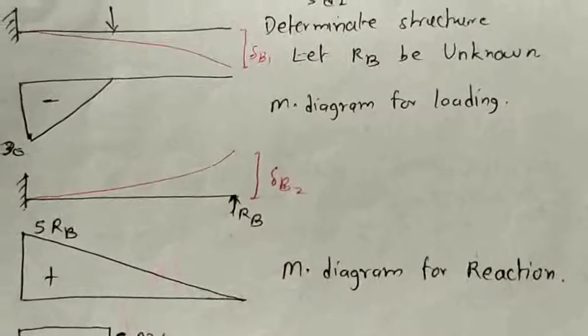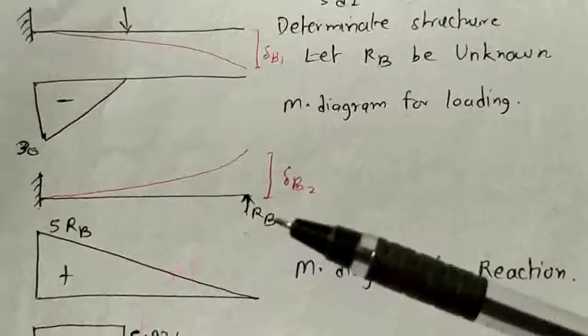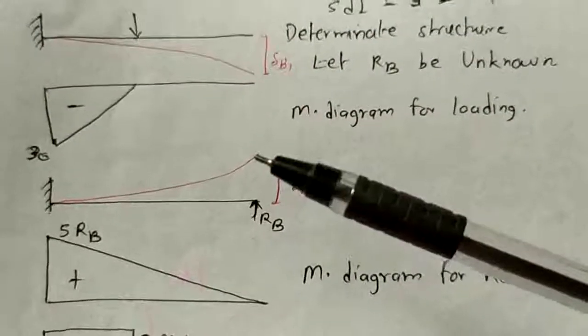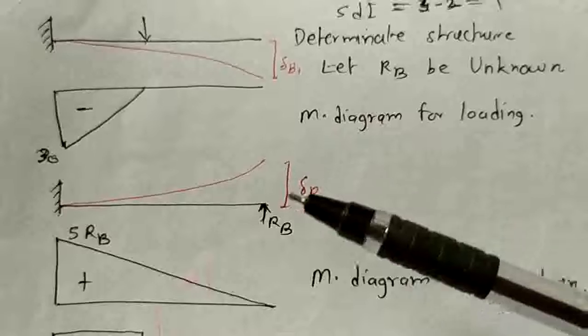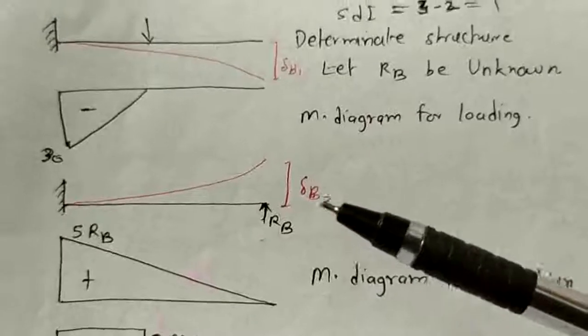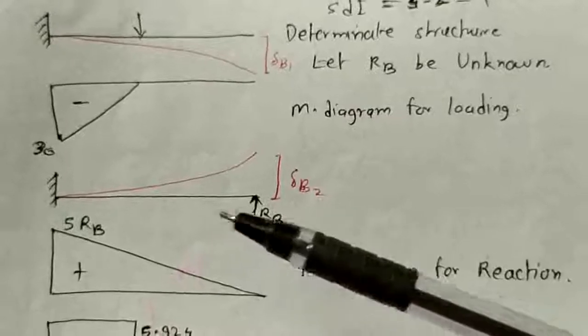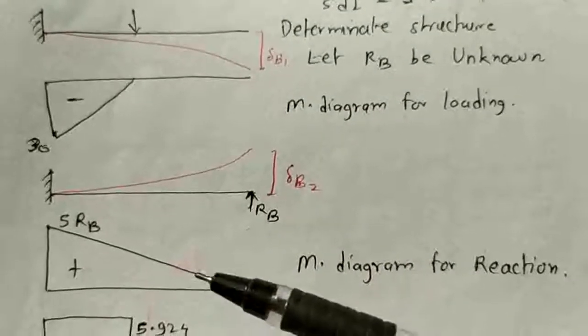Now because of this loading, I have drawn this M diagram. Next, apply reaction RB, that is the unknown. Because of application of the unknown, we are getting this displaced shape at point B. This is delta B2. Now because of application of the unknown to this determinate structure, I have drawn this bending moment diagram.